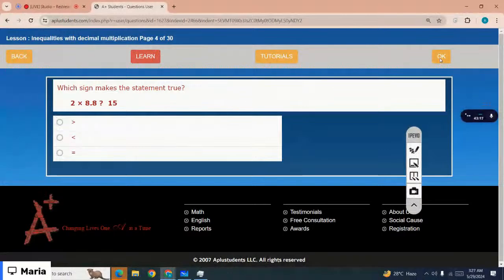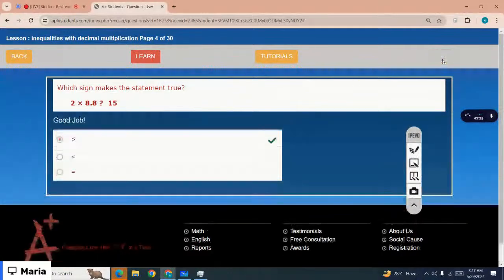Two times 8.8, you have to compare it to 15. So 2 times 8 is 16, right? Then obviously 2 times 8.8 is greater than 15. The correct option is greater.